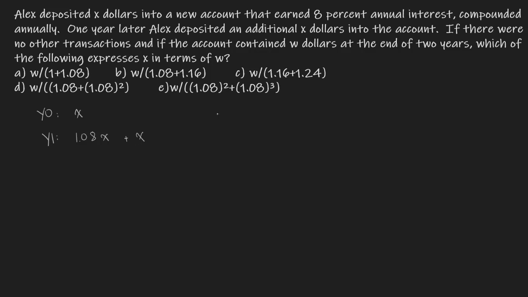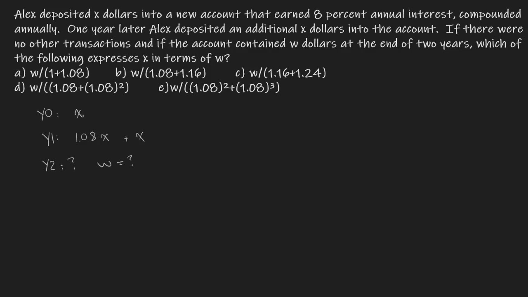Now, the question asks, if there were no other transactions and if the account contained W dollars at the end of the 2 years, which of the following expresses X in terms of W? So we're trying to find out what the amount is in year 2. And the question gives us a letter for this. In other words, the value at year 2 is W. So we're trying to find out what W is.